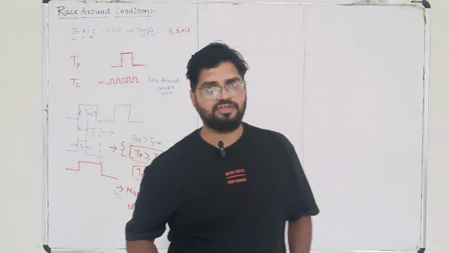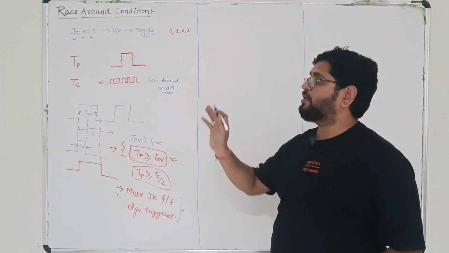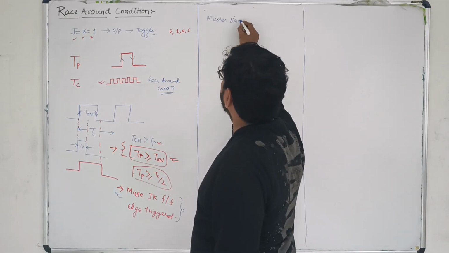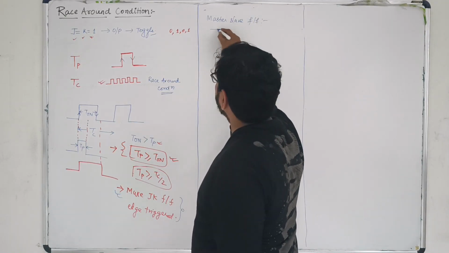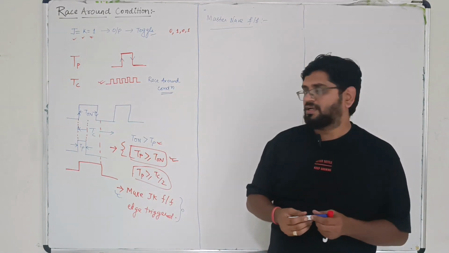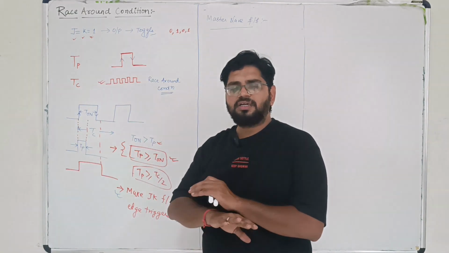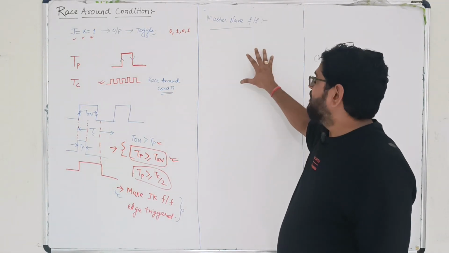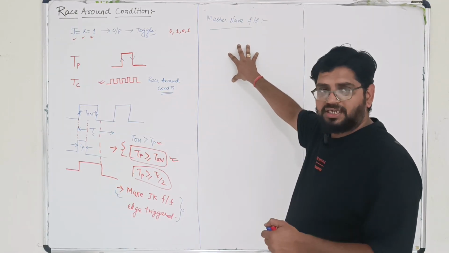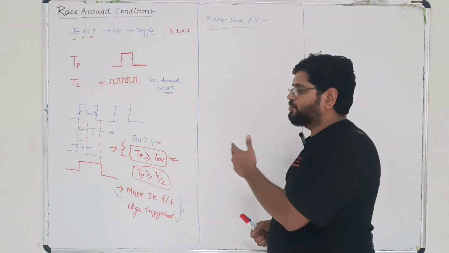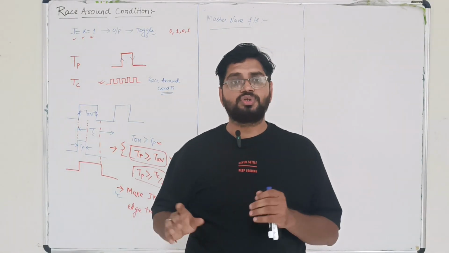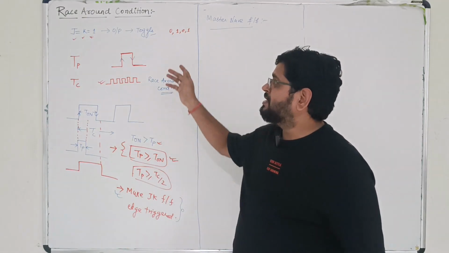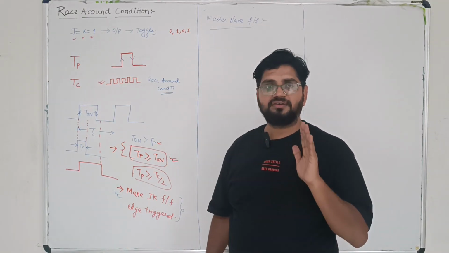The last one, or you can say the easiest method which can resolve the race around condition, is use of master slave flip flop. Here you need not make any changes in edge triggering or TP greater than T on. Nothing has to be done. Just by connecting two JK flip flops, making one JK flip flop the master and the other the slave, you will be able to resolve this. We'll discuss during the explanation of master slave flip flop how it resolves that problem. But for the time being, I think I have discussed everything very clearly.